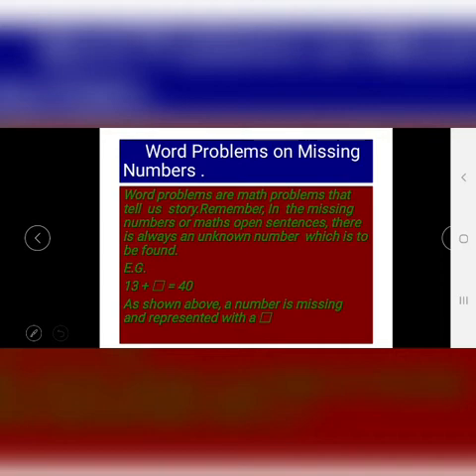Remember, in the missing numbers or math open sentences, there is always an unknown number which is to be found. Look at this sentence. We have 13 plus box equals 40. That's a math sentence. But there is an unknown number that is to be found, which is what 13 was added to that gave 40, which was missing.